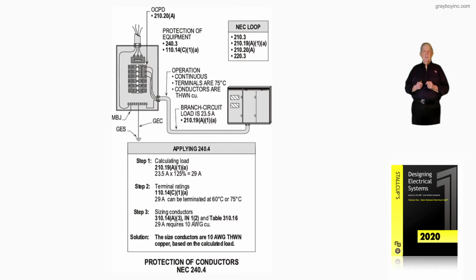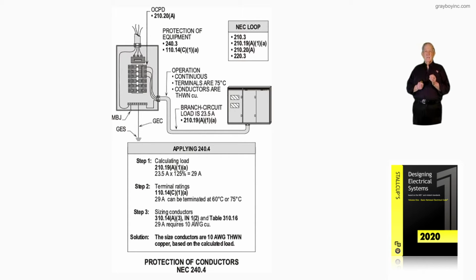This illustration now covers the requirements for the protection of the conductors in accordance with 240.4. Now, we just previously looked at 240.3 and we were protecting the equipment. Now, this illustration deals with protection of the conductor. Notice everything is the same in this illustration. Known values and the terminals are 75 degrees C.